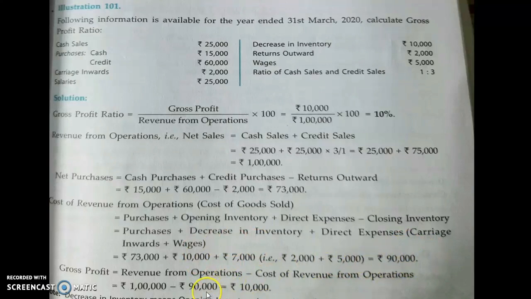That cost of revenue from operation I have applied in the formula gross profit, revenue from operation minus cost of revenue from operation, and after subtracting this I got 10,000 as my gross profit. This 10,000 of gross profit I have written in my initial formula, the main formula for calculation of gross profit ratio, as 10,000 divided by revenue from operation, which I got as 1 lakh, into 100. After the calculation I got the gross profit ratio as 10%.